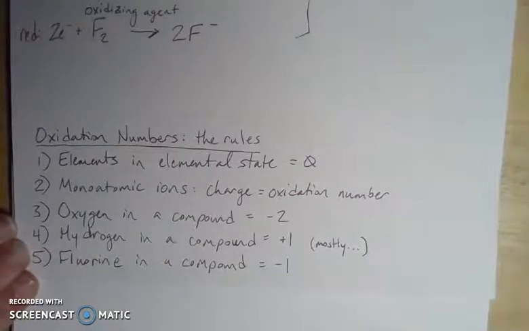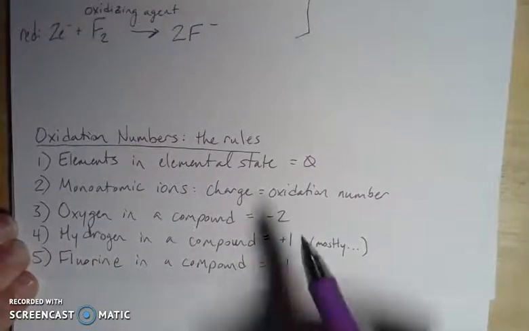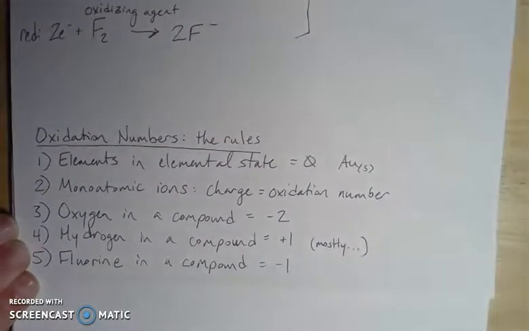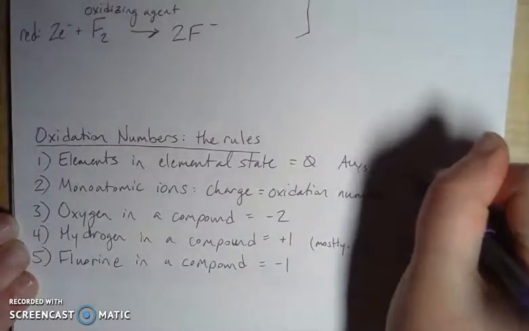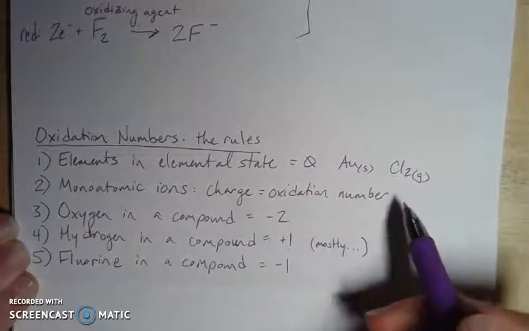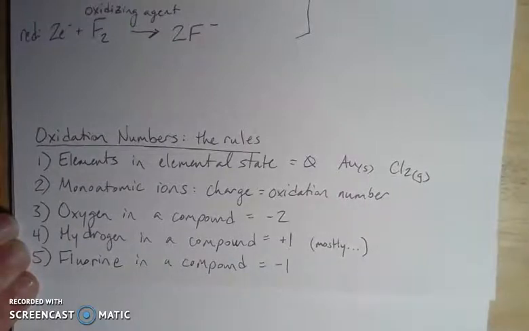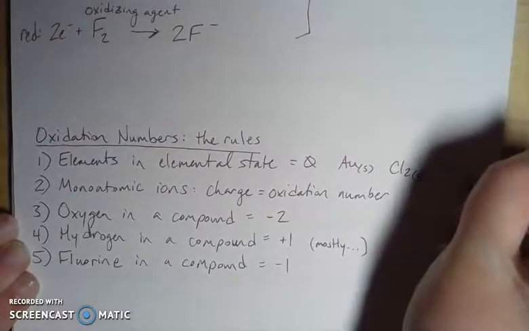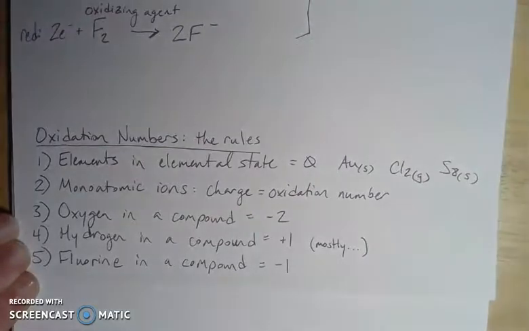Anytime you have an element in its elemental state, that oxidation number is 0. So if I have gold atoms in their elemental state, that would be a 0. If I have gaseous chlorine that's diatomic, even though there are 2 of them, it's still the elemental form of chlorine, so that would be a 0 as well. If I had sulfur, which is octavalent in its elemental state, then I would have 8 atoms of sulfur and its oxidation number would be 0.